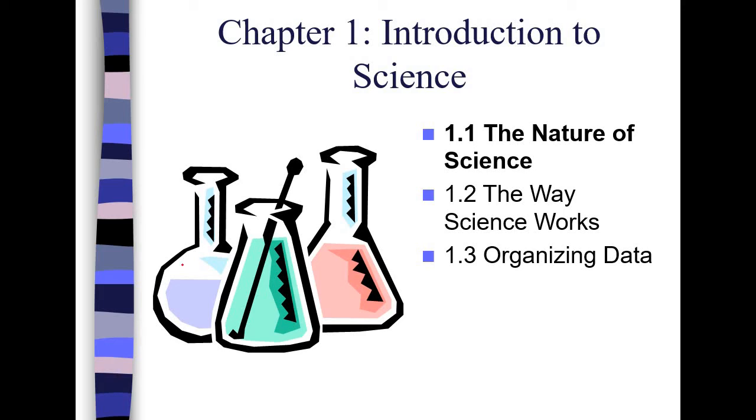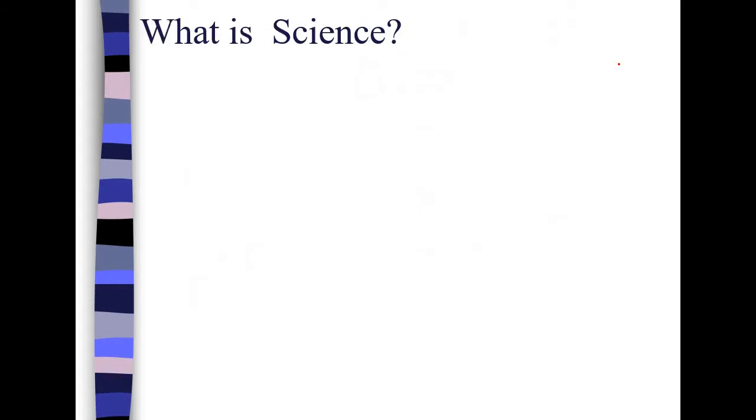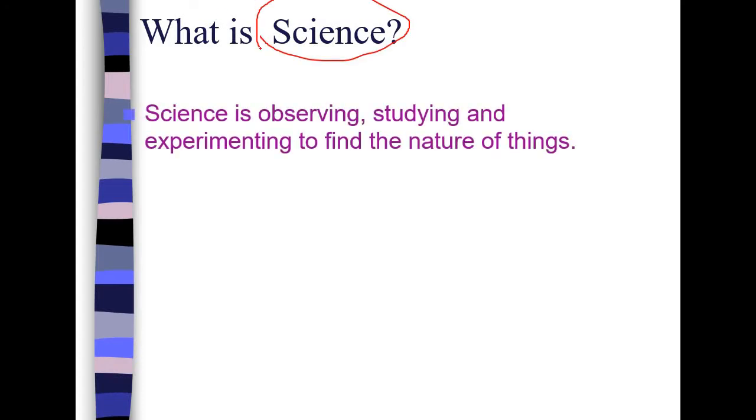Today we are going to talk about Introduction to Science, Chapter 1. So first we should know the meaning of science. What is science? Science is observing, studying and experimenting to find the nature of things. So scientists observe, then study, and make an experiment to find the nature of things.